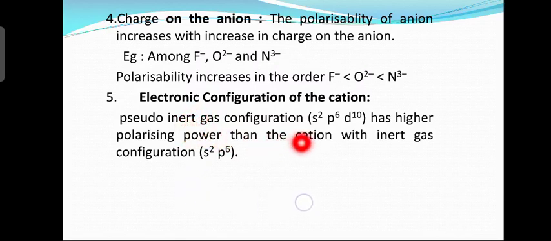Pseudo inert gas configuration, that is s2 p6 d10, which is the outer electronic configuration, is called pseudo inert gas configuration and has higher polarizing power. The elements which have pseudo inert gas configuration have higher polarizing power than the cation with the inert gas configuration. The inert gas configuration is s2 p6, or in other words the octet structure. So pseudo inert gas configuration has higher polarizing power compared to inert gas configuration.